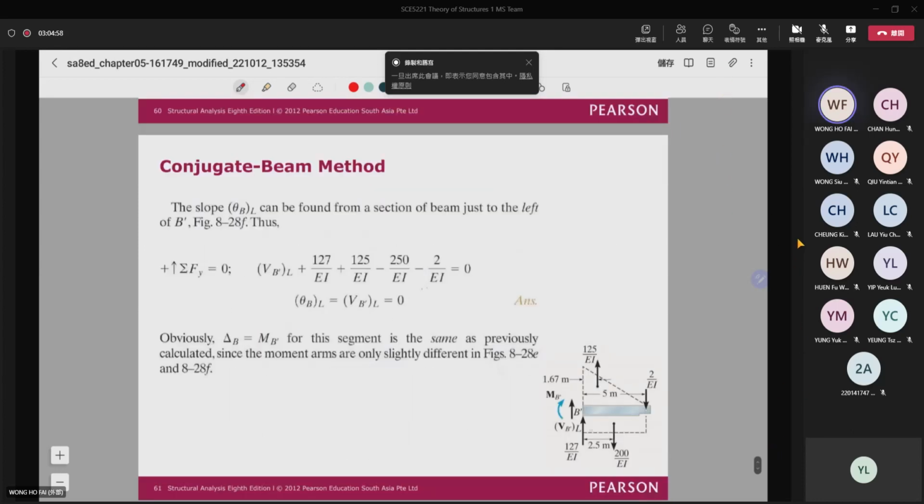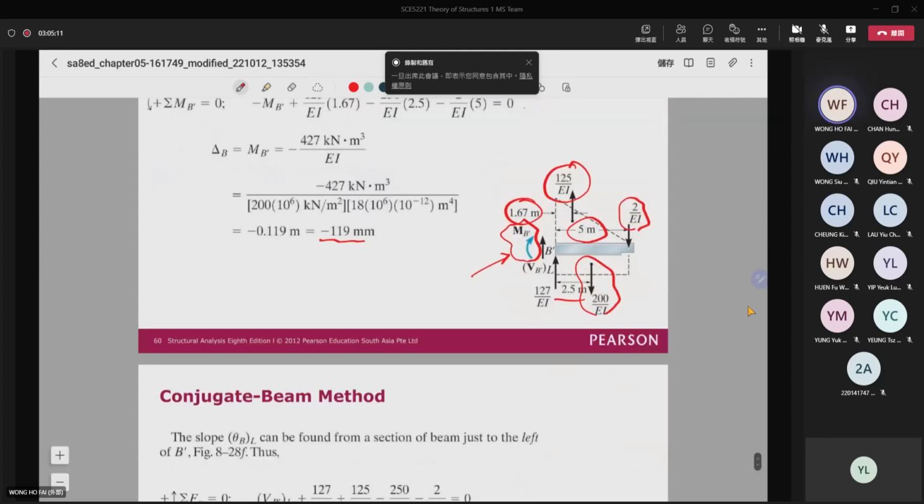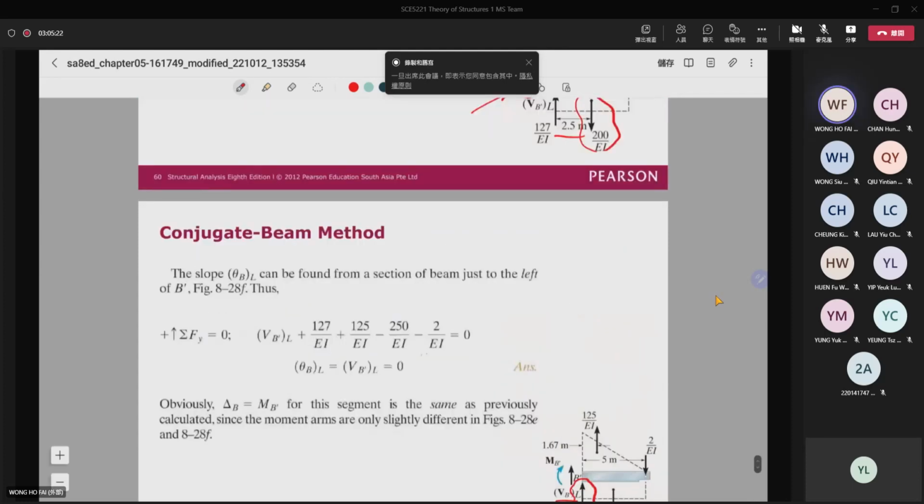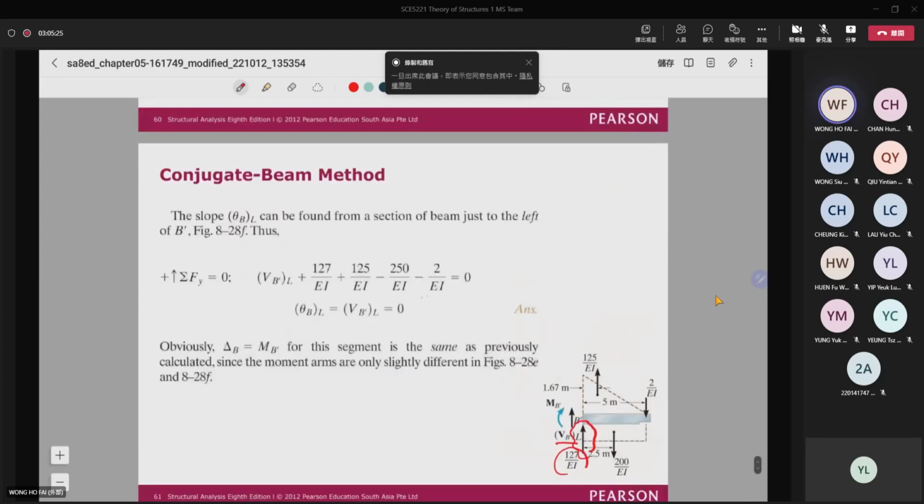And then finally, I can find the shear on the left-hand side. Remember, if it is on the left-hand side, I have to include this support reaction. For here, I don't have the support reaction because this is on the right-hand side of the support. On the left-hand side of the support, of course, I need to include this support reaction. And then I can find that the VBL is equal to 0. That means the rotation is equal to 0. Okay.